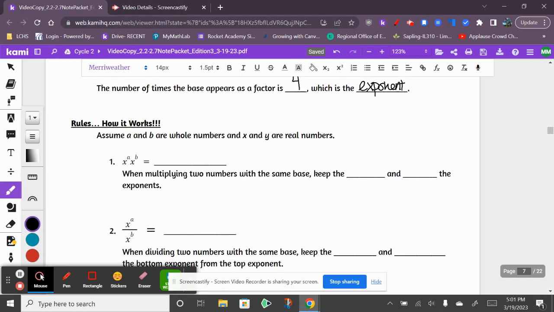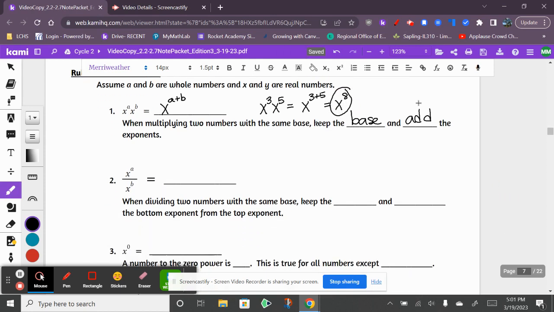Assume a and b are whole numbers and x and y are real numbers. So if we have x to the a times x to the b, we can write this as x to the a plus b. So when multiplying two numbers with the same base, keep the base and add the exponents. So here's another example. If we had x to the third times x to the fifth, that would be x to the 3 plus 5, which would give us x to the 8th.